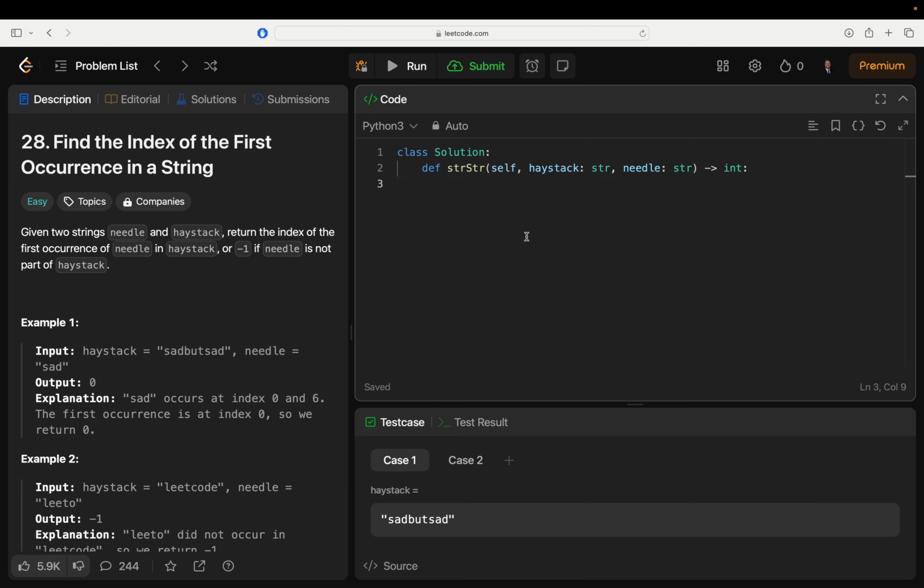Given two strings, needle and haystack, return the index of the first occurrence of needle in haystack, or -1 if needle is not in haystack. Okay.